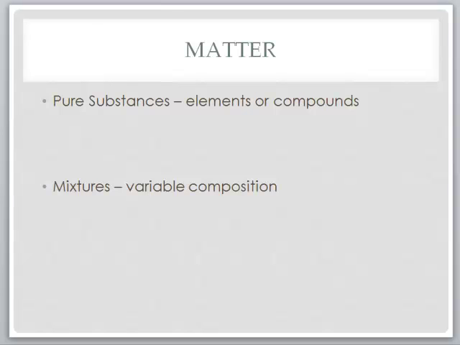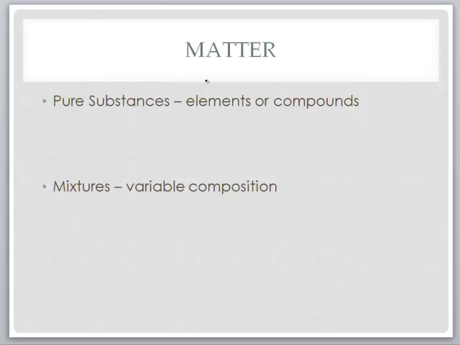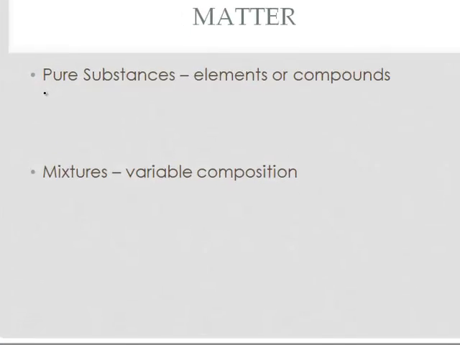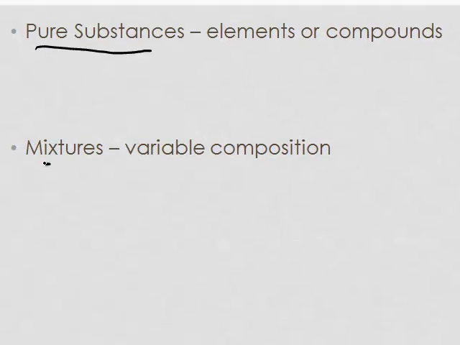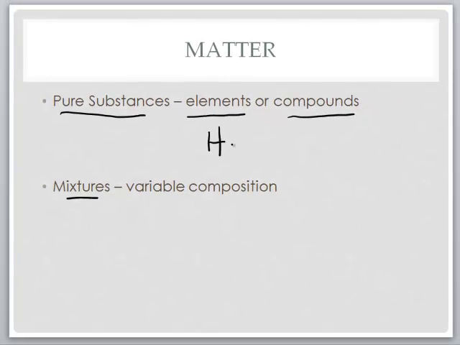Alright, so let's just go through these again, and then we'll review. We said matter can be broken up into 2 categories, pure substances or mixtures. Pure substances are either elements or compounds. Elements are the individual atoms. Compounds are when you take more than 1 atom and put them together to form a compound. It's important to note that these atoms will be bonded together, in other words, chemically bonded together.